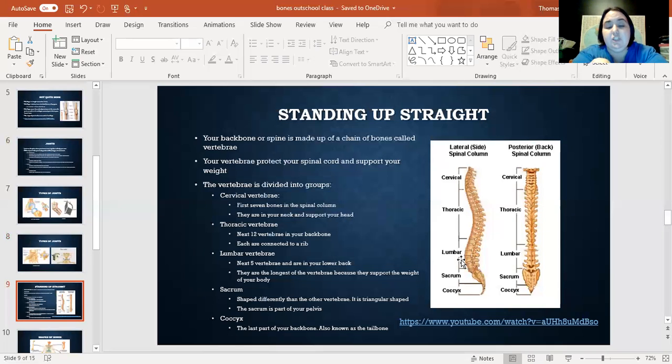The next one is your sacrum. That is a triangular shape. It's the only one that's not the typical vertebrae shape, which you can actually see here. It's very unique how it's shaped. And then the last part is your coccyx, which is your tailbone. That's the last part of your backbone, which literally sits almost right on your rear end.